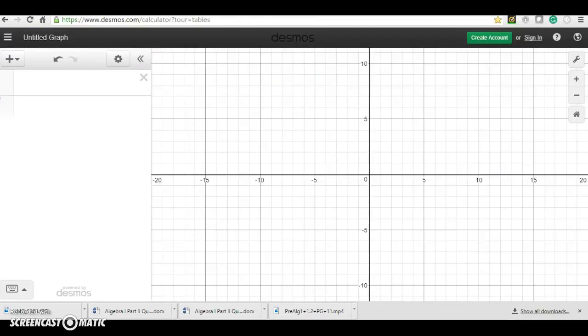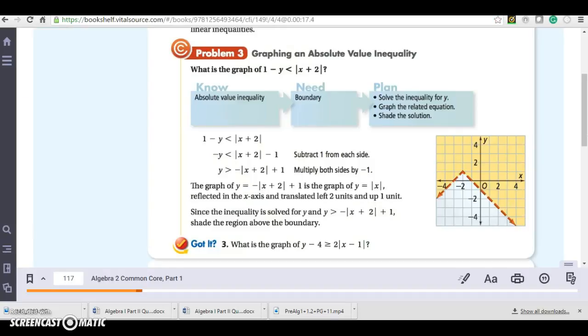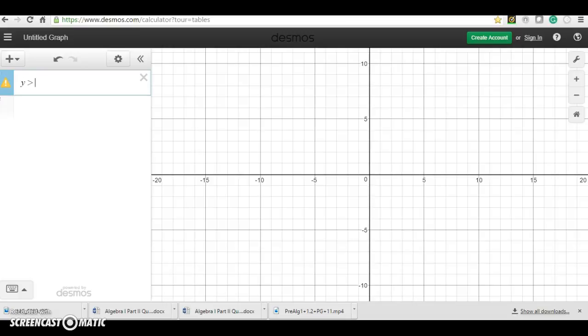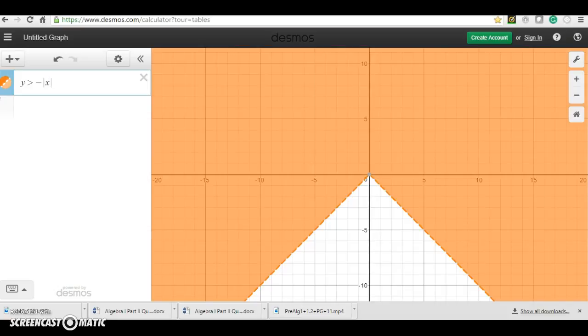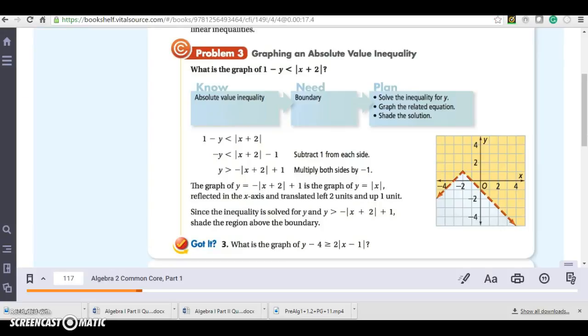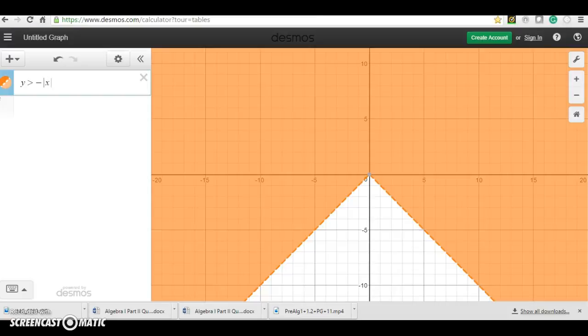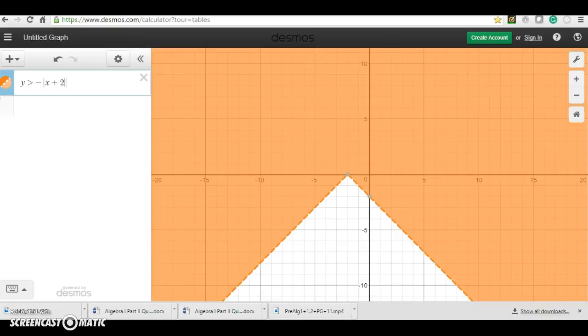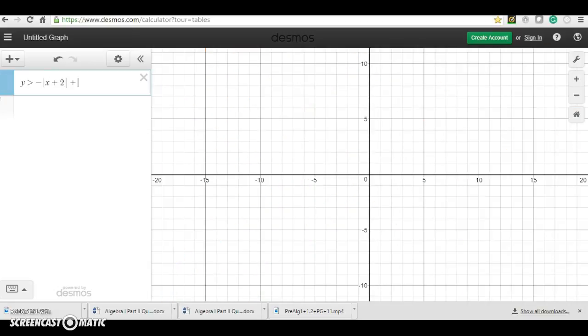www.desmos.com. And I'm going to say y is less than negative. The absolute value sign is right beside the bracket sign. I don't want to use that. It's right beside, so it's going to be shift, bracket, and then that is x plus 2, close my absolute value, plus 1.